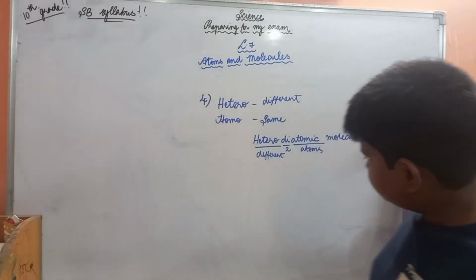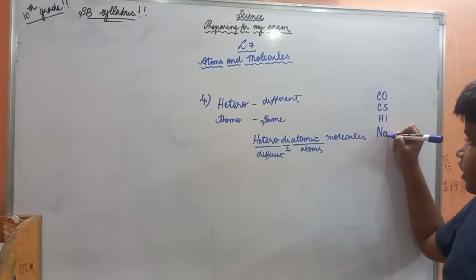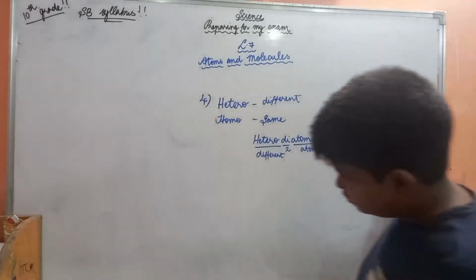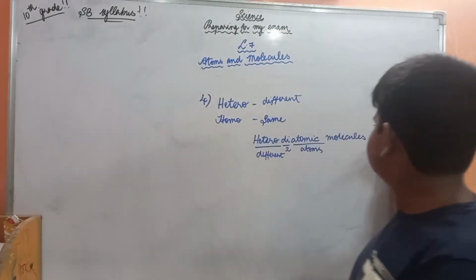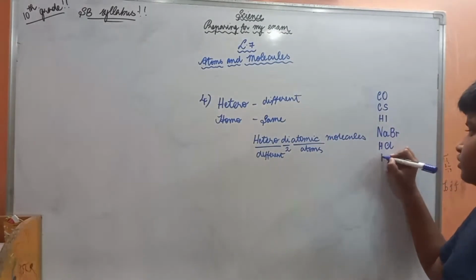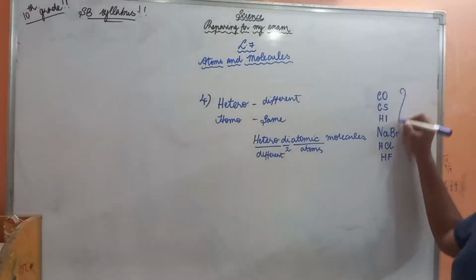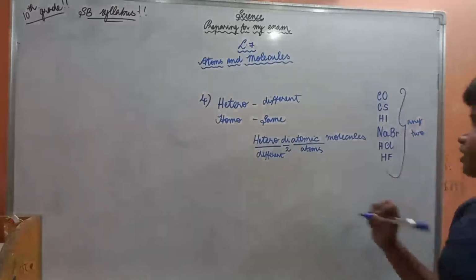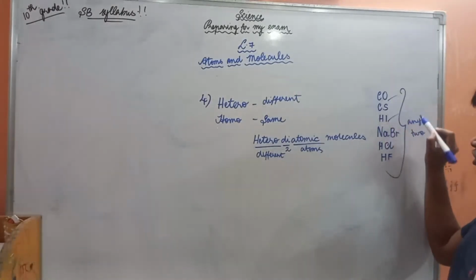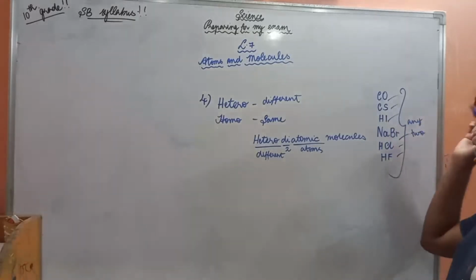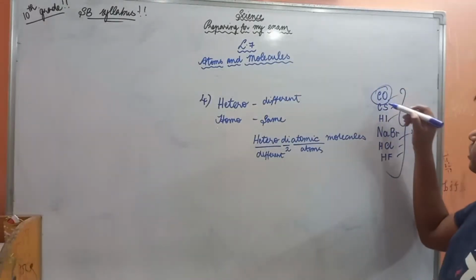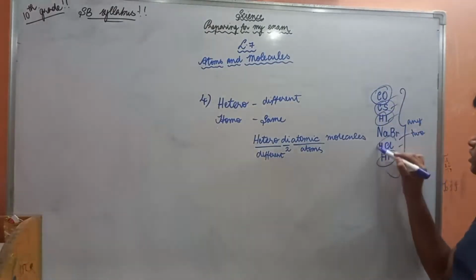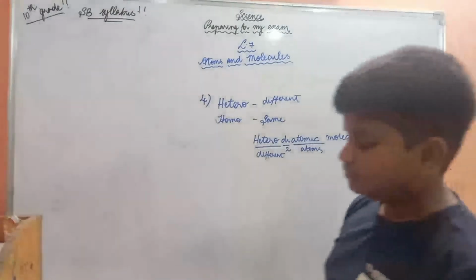There are a lot of examples, like HCl and HF. They will only ask for two, so write any two. I would basically recommend CO and HI. But to be honest, this is easy.